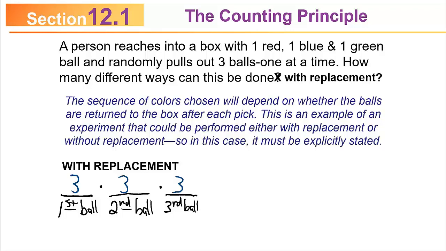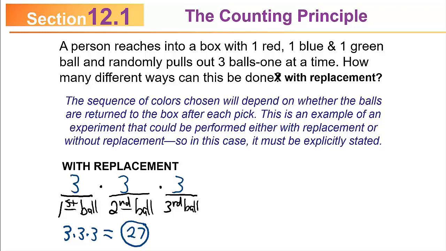It's always 3. So by the counting principle, I take those 3s and multiply them together and get a total of 27. So if I'm drawing with replacement, there are 27 different ways that I could get combinations of colors. It could be red, red, red, red, red, blue, red, green, blue. If you figure out every one of them, it turns out to be 27 different ways.